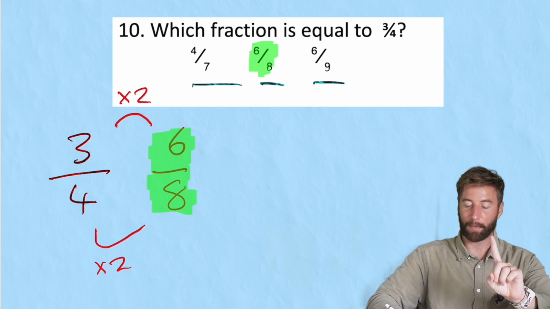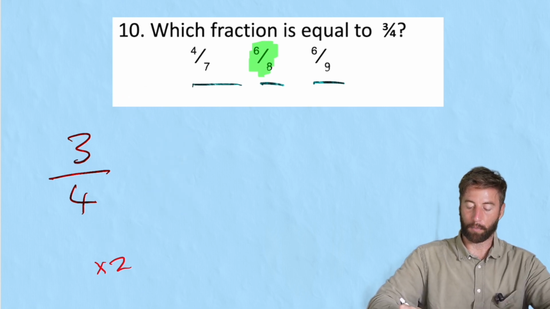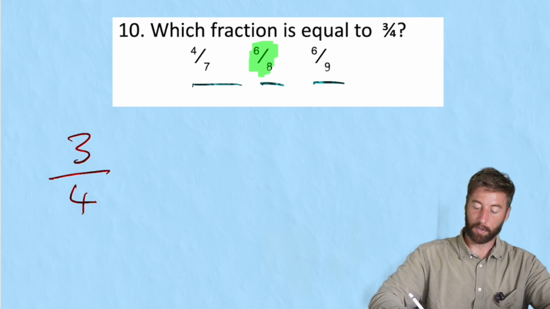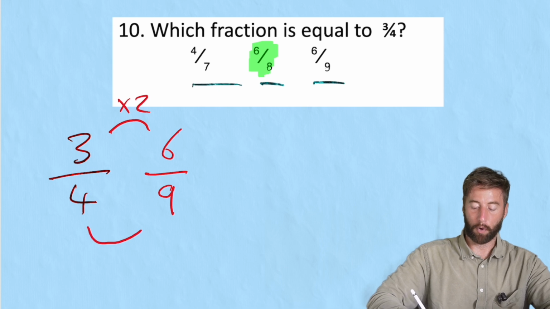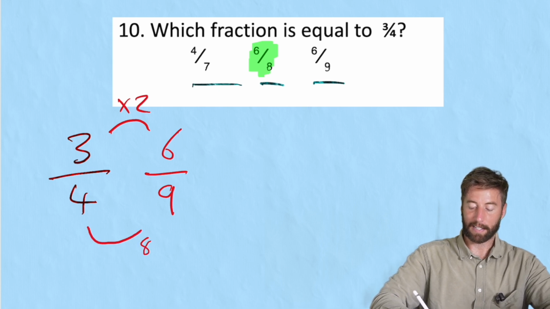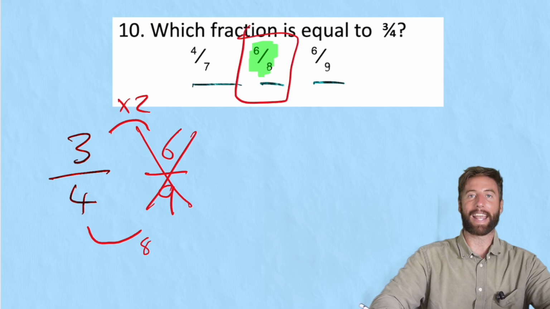Awesome. But let's check, make sure 6/9 isn't. Because remember, we might have more than one answer. So 6/9. How do I get from 3 to 6? Multiply by 2. But if I multiply 4 by 2, I only get to 8. So therefore, not equivalent. So the answer, 6/8.